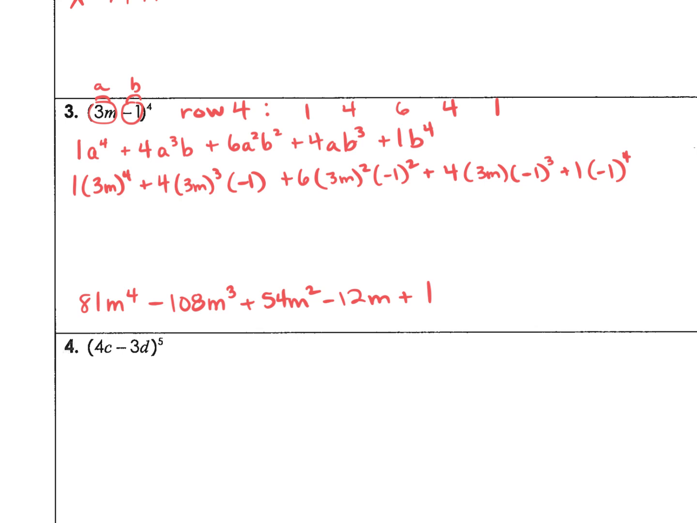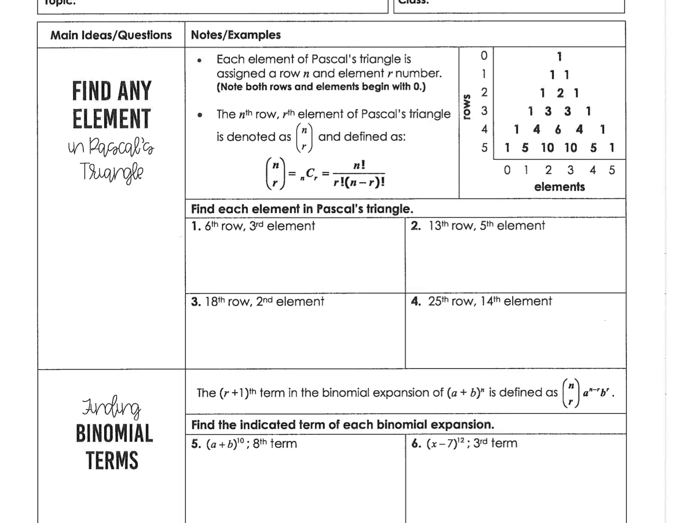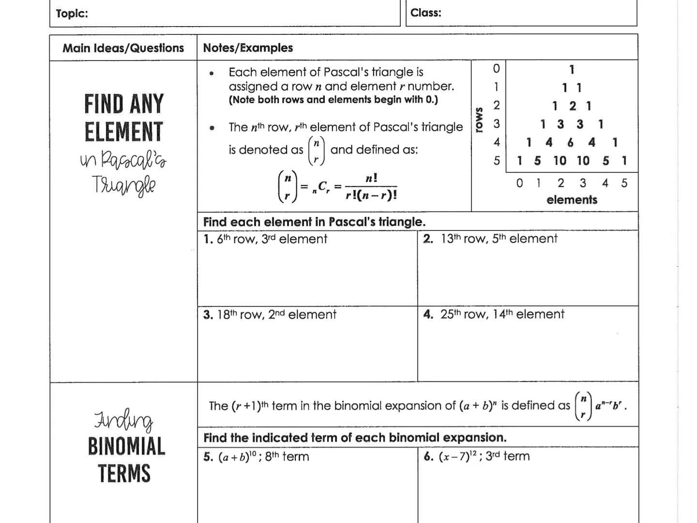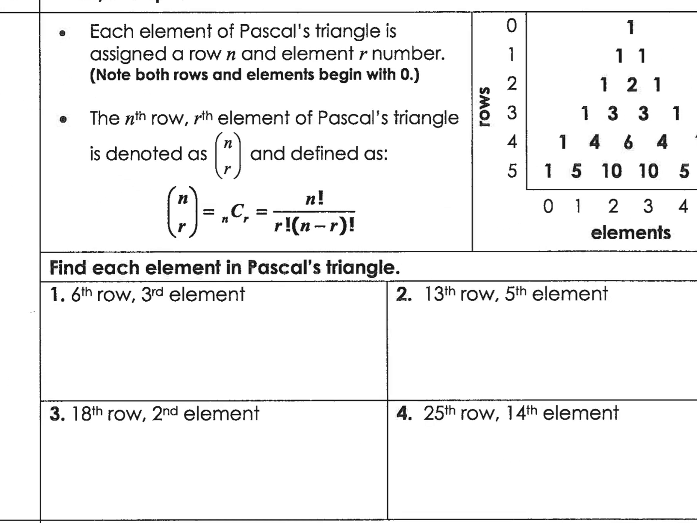So how'd we do? Are we feeling fairly confident about this? Good. All right, so let's do the second half of this lesson, which is, can we find any individual element in Pascal's triangle? The answer is yes, you can, and it's not that hard. There's a formula for it that looks complicated, but we're not going to do it complicated.